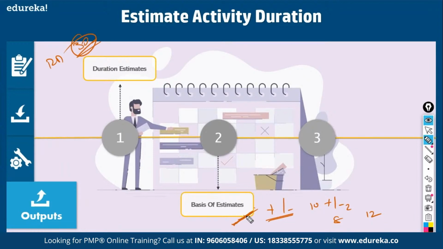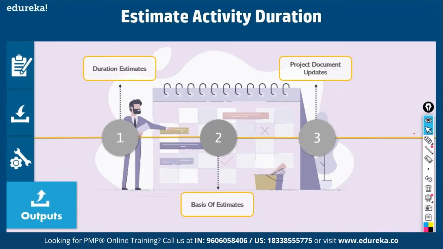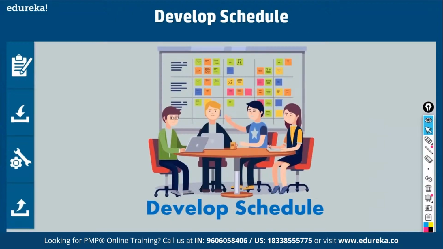So the range in your estimates, confidence level in your estimates, all these are documented in basis of estimate. It is not enough if you come with an estimate. You must also say on what basis you came with this estimate. Okay, then what else? Project documents will get updated in this process. Yeah. So we have developed schedule. We have estimated durations for different network diagrams. We have to combine all these network diagrams and we have to develop one big schedule for all the work packages combined. Okay, this schedule is for the project as a whole, right?